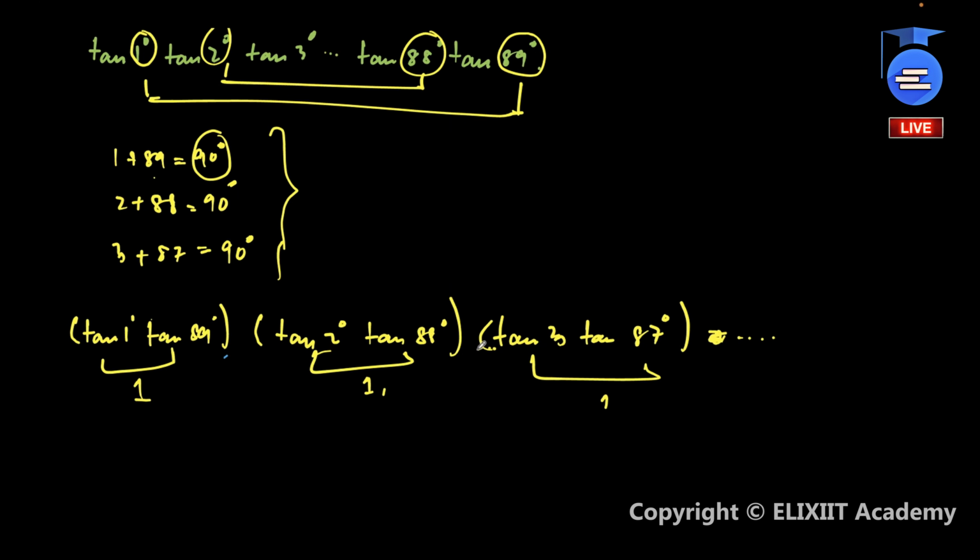What is that? Basically in this manner, 1 into 1 into 1 and so on. Similarly 1 into 1 into 1. Likewise over here, in between there is only one thing which will be remaining, which can't be paired, that is actually 45 degree. Tan 45 degree will be remaining in between, and the value of tan 45 degree is also 1. So the product will become 1. So the result of this product is actually 1. This is a famous question. You will find this particular question in almost every book actually.